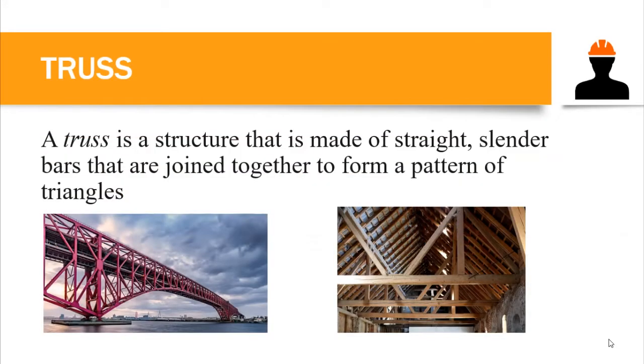Now, a truss is a structure that is made of straight, slender bars that are joined together to form a pattern of triangles. So these are steel bars. Usually we use double angle or single angle bars, and they are joined together either by weld connection or bolted connection in order to form a pattern of triangles. Usually nakita natin ang truss sa mga bridges such as this one. So these are examples of truss, and commonly nakikita natin siya sa ating roof, like this one. So a truss can either be steel or wood.